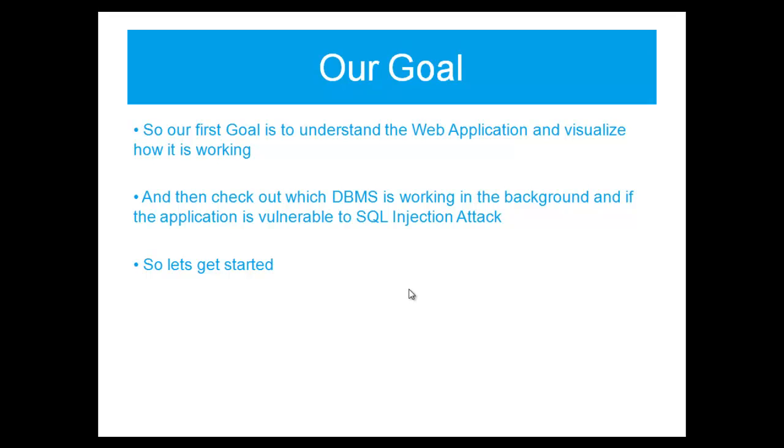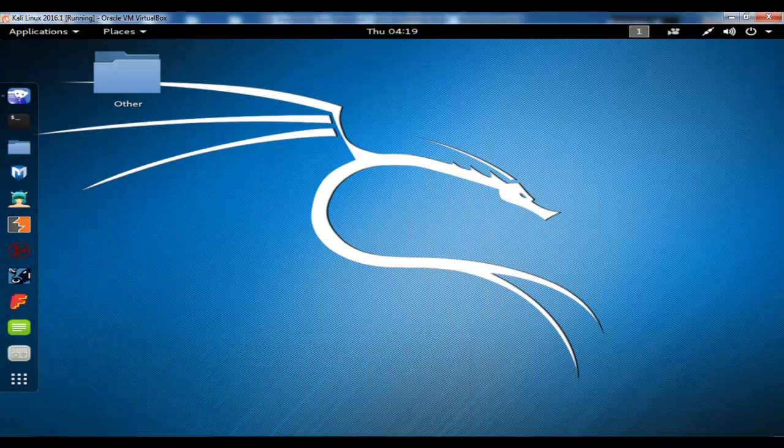So let's set our first goal. Our first goal is to understand the web application and visualize how it is working in the background, and then check out which DBMS is working in the background and if the application is vulnerable to SQL injection attack. So let's open our Kali Linux box. Now I think most of you know what Kali Linux is. Those who don't know, it's an operating system for pen testers with lots and lots of tools. You can download it from kali.org. It's also open source.